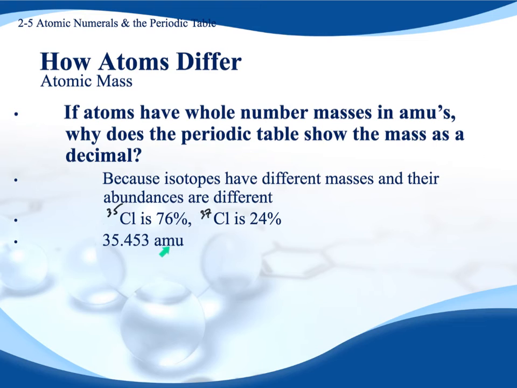And that unit would be AMUs, even if it's not listed there. So what that means is that this right here is an average of these two, but notice it's not 35 plus 37 divided by 2. It's 35 times this percentage and 37 times this percentage added together, and that's how we get this number. So we're going to figure out how they calculate all of these numbers on the periodic table that are the average masses of an element.